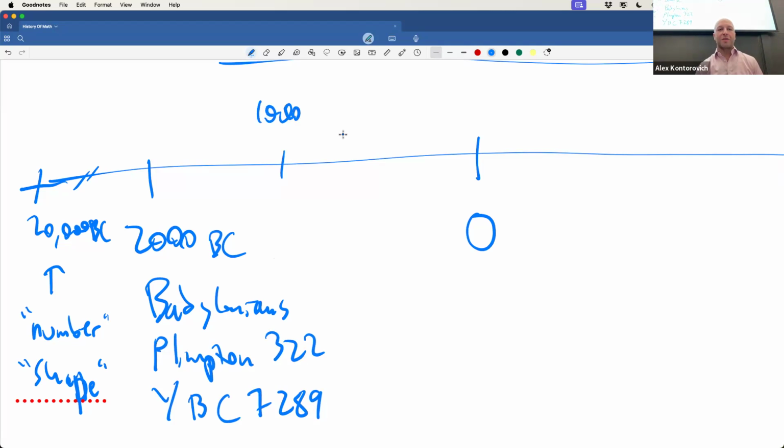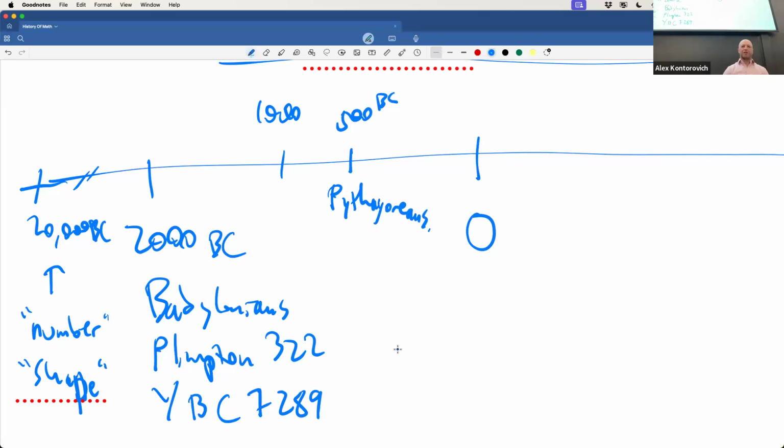Let's just mark 1,000 over here, around 500. This will not be in order. So at 500 BC, we get Pythagoras and the Pythagoreans, kind of a cult-like situation. But it's the beginning of the development of the axiomatic system for mathematics.